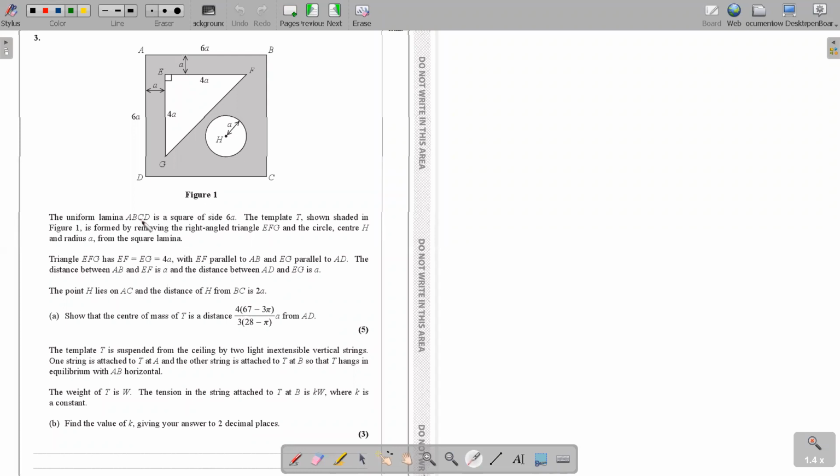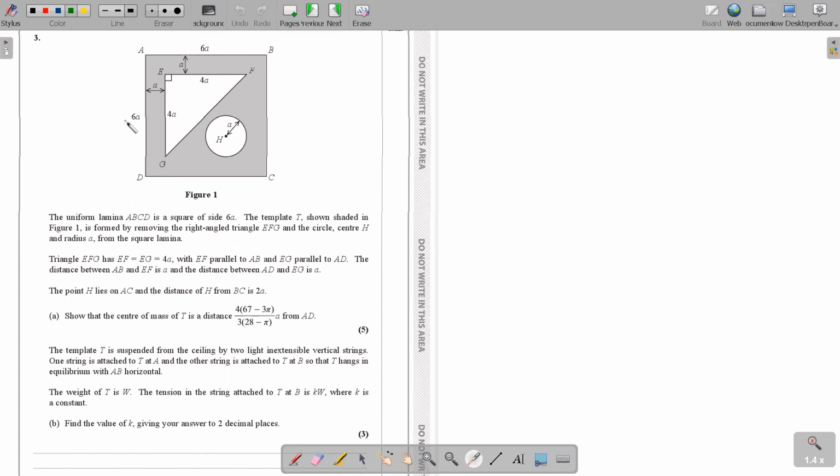Okay, question number 3. The uniform lamina ABCD is a square of side 6a. The template T shown shaded in figure 1 is formed by removing the right-angled triangle EFG and the circle with center H and radius a from the square lamina. The triangle EFG has EF and EG both 4a, with EF parallel to AB and EG parallel to AD. You guys are following this, right? The distance between AB and EF is a, and the distance between AD and EG is a. Everything is marked on the diagram.